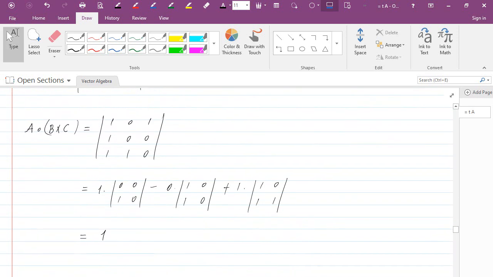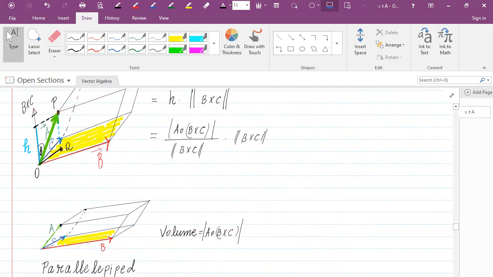Okay, so that's the geometric interpretation of the scalar triple product.